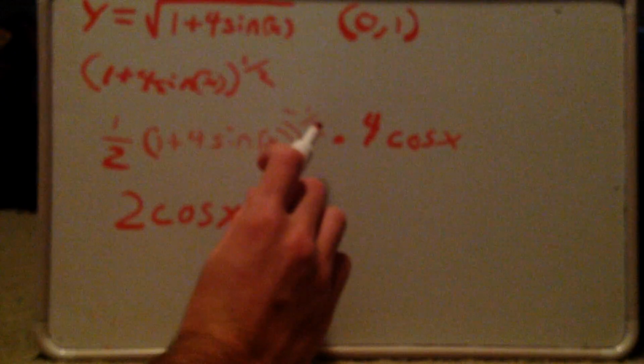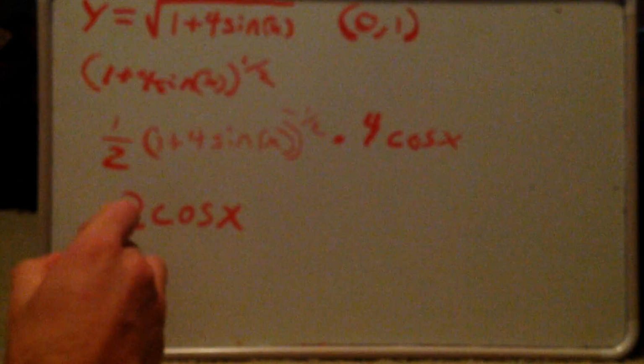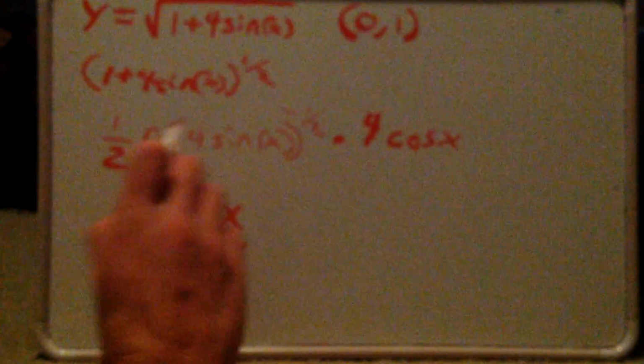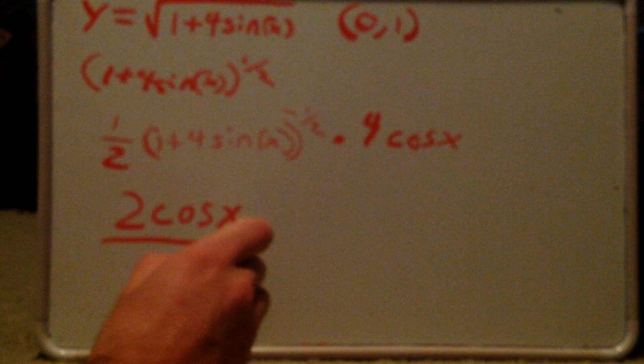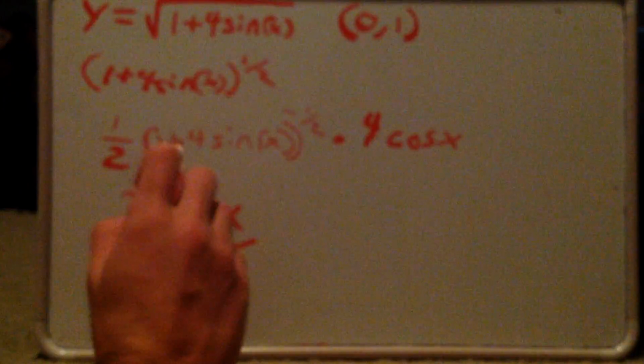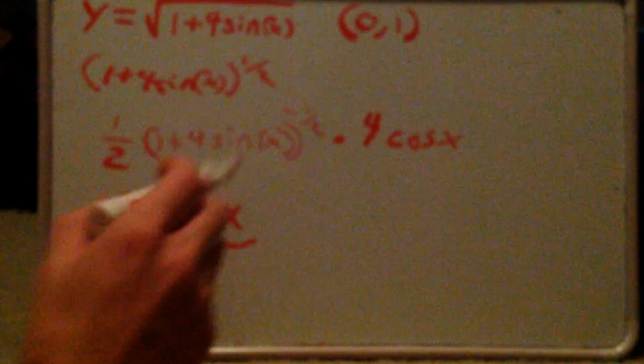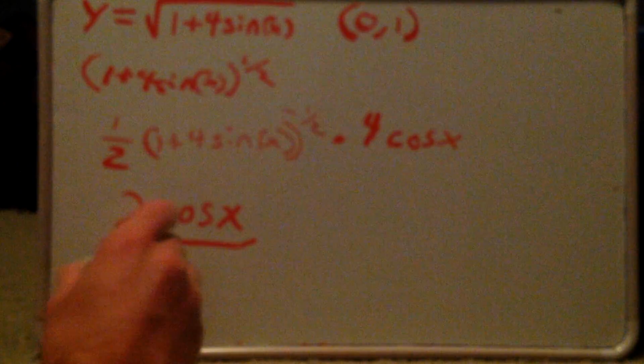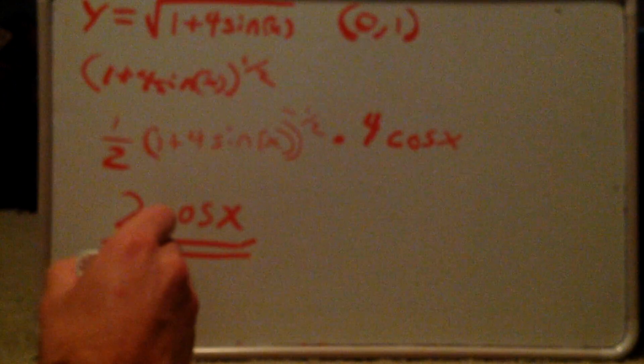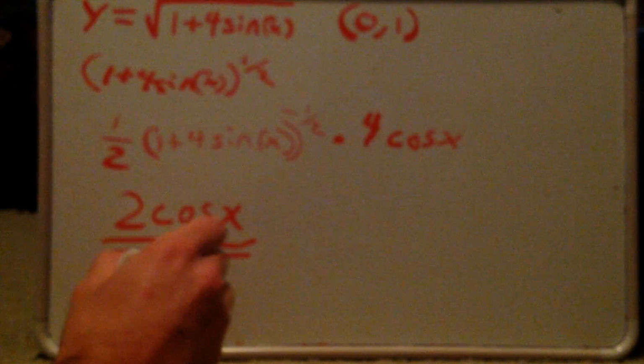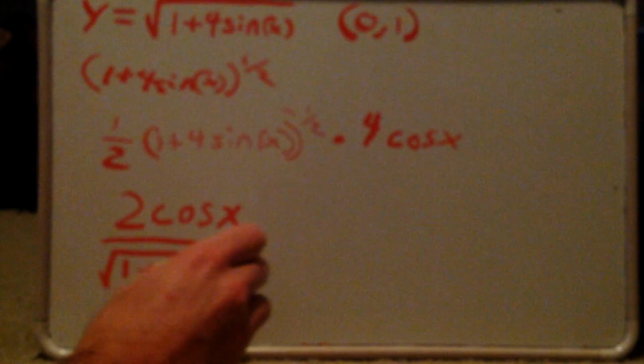And because of that negative exponent, we can put this whole part of the function in the denominator of the equation. And so we have 1 plus 4 sine of x to the 1/2 now. So we can change that back to a square root and call it the square root of 1 plus 4 sine of x.